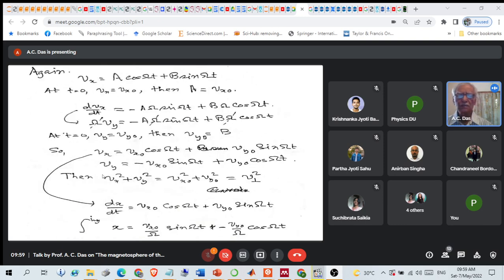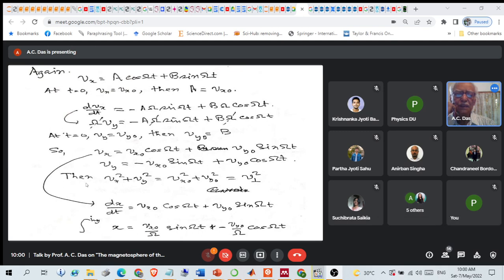You can solve these equations in a different way. If you want the really circular solution, Vx can be written as A cos omega t plus B sin omega t. At t equal to 0, we assume that Vx is Vx0, then the other term is 0, so A is equal to Vx0. Similarly, you can take the derivative, and on the right hand side you get minus A omega sin omega t plus B omega cos omega t. There is a negative sign there.